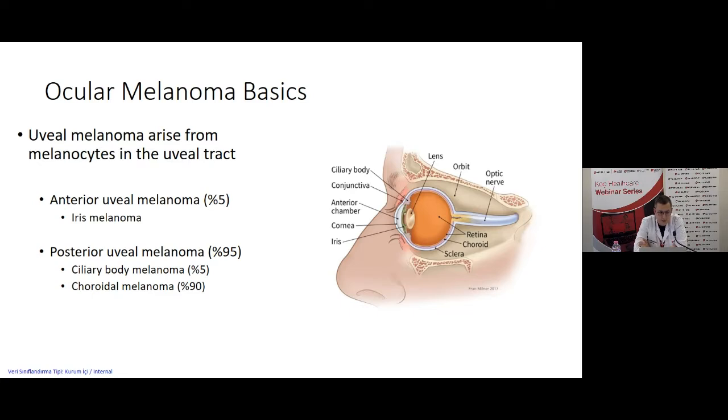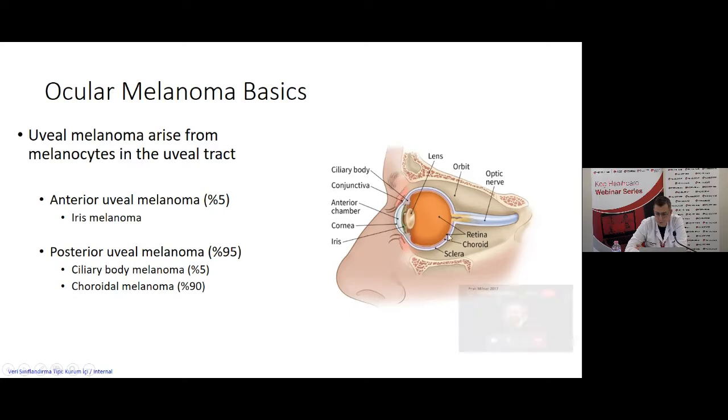Here you can see a little bit of information also. So there are anterior uveal melanomas, as you can see here. They are found at the iris and ciliary body. And then we have posterior uveal melanomas at the back of the eye, which basically are 95% of the melanomas that we diagnose.